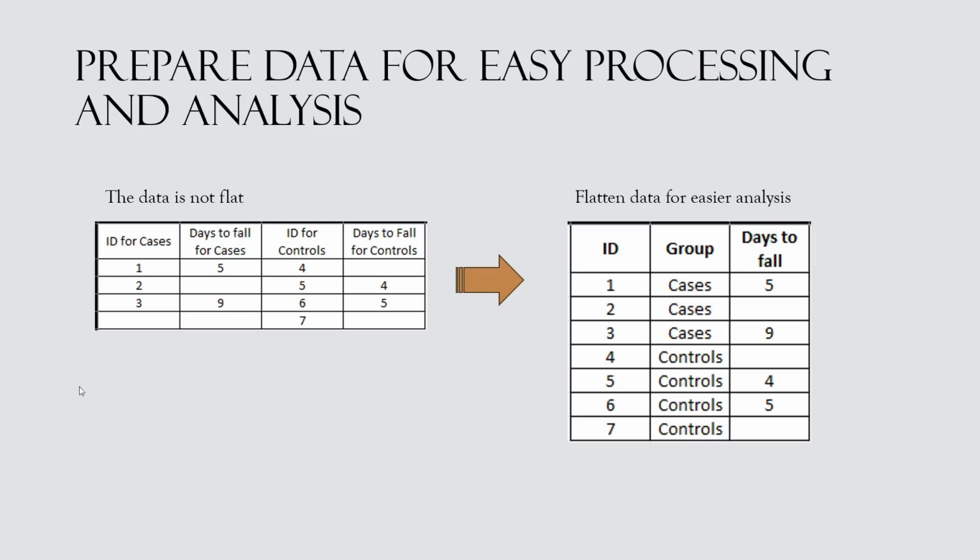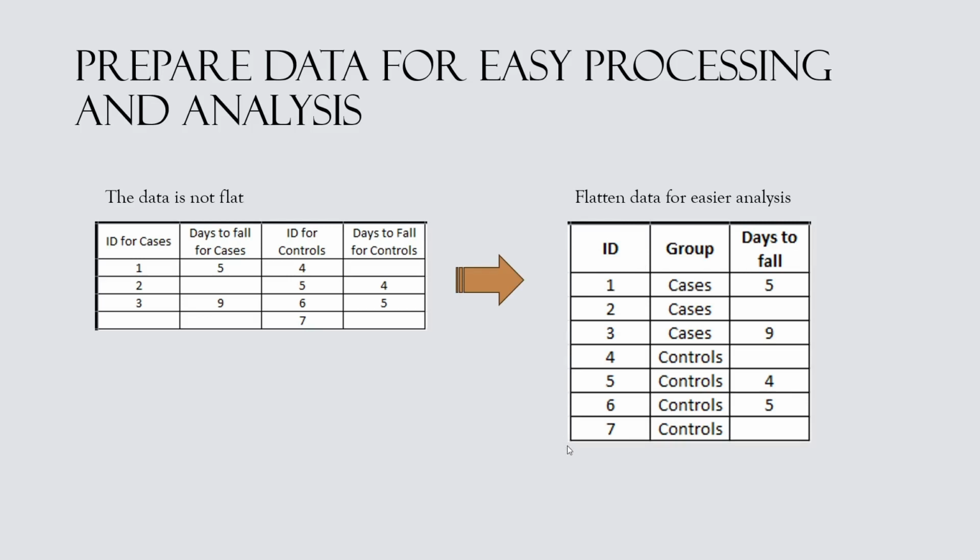When you open the data, you will see that it is not flat. It is not ready for easy processing or analysis. The dataset has 4 columns: ID for cases, days to fall for cases, ID for controls, and days to fall for controls. We can actually flatten this data to make it easier for analysis. This will convert the data into a table with just 3 columns.